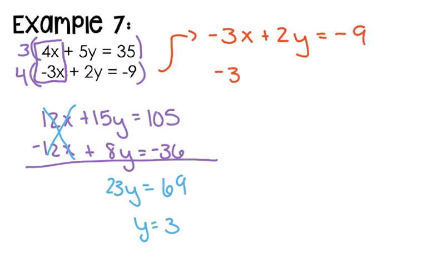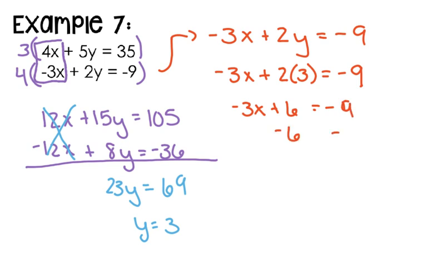So we're going to get negative 3x plus 2 times 3 equals negative 9. Negative 3x plus 6 equals negative 9. I'm going to subtract 6 on both sides. So that's going to give me a negative 15. Negative 15 divided by negative 3 is going to turn this into a positive 5. So our coordinate here is 5, 3.